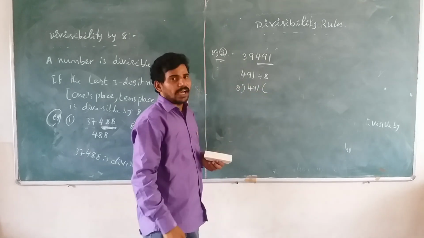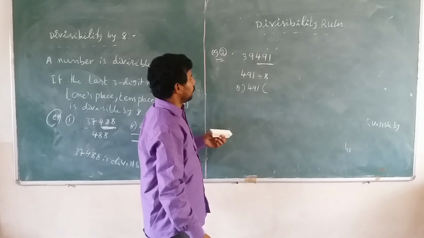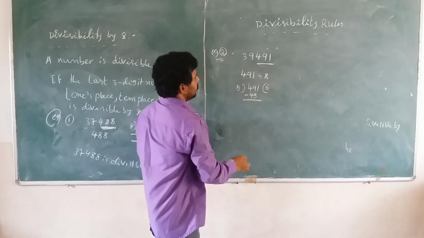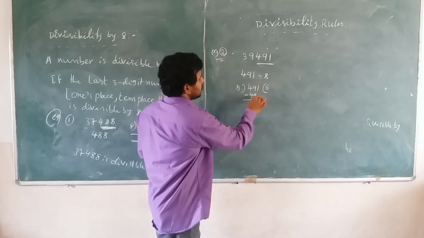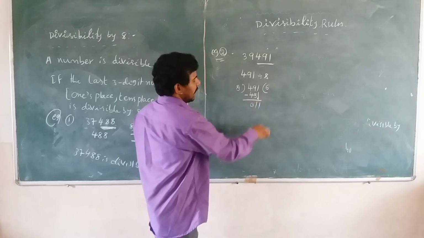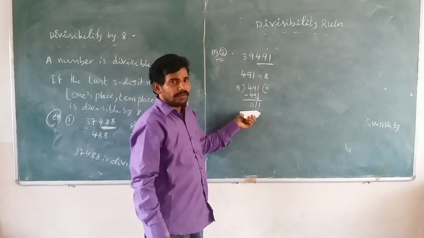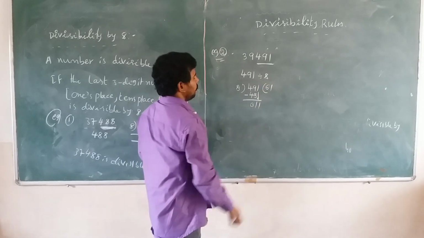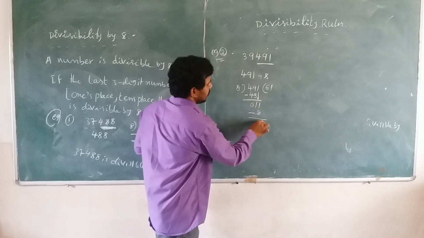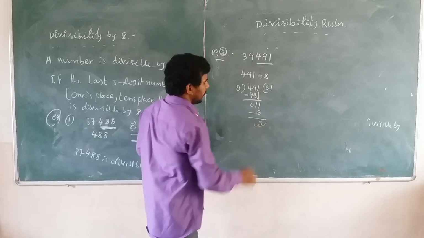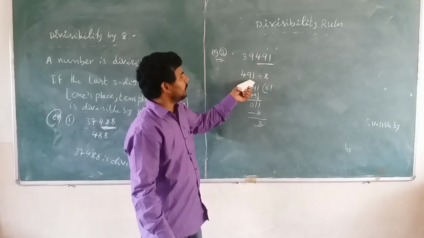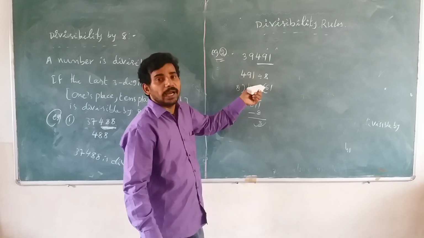So 8 5s are 40, 8 6s are 48. 8 6s, how much, children? 48. 9 minus 8 is 1. 4 minus 4 is 0. Now bring down 1. This is 11. How much, children? 11. 8 in 11, 1 time. 1 8 is 8. Now 11 minus 8, what is it, children? 3. This is the remainder. Remainder equals what, children? 3. That means 491 is not exactly divisible by 8.